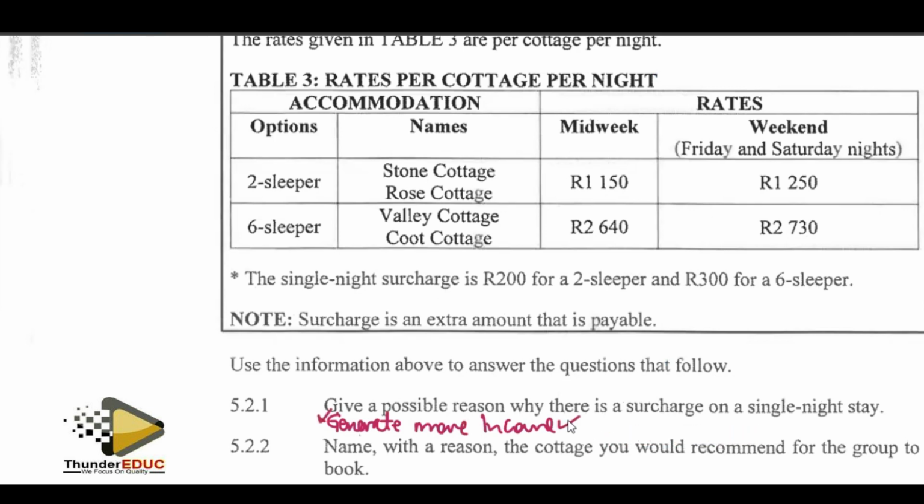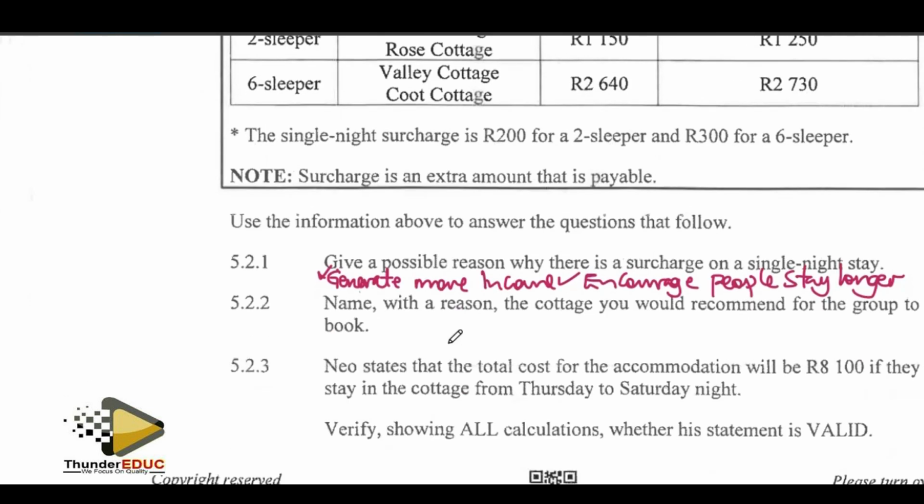And let me see, one night stay. To encourage people to stay longer. Because if you stay longer, you don't pay a surcharge. But when you sleep only one night, you need to pay 200 to 300. You know, a surcharge is an extra amount that is payable. It's like interest, but it's not interest. Another one would have been for security reasons. If you happen to break anything in the motel, you need to pay for it.